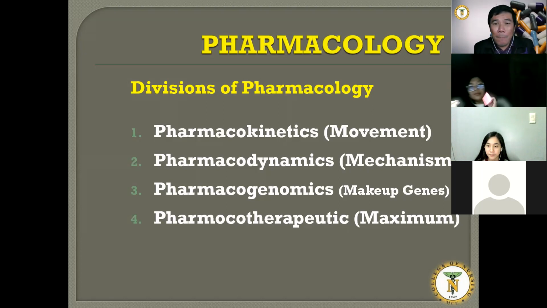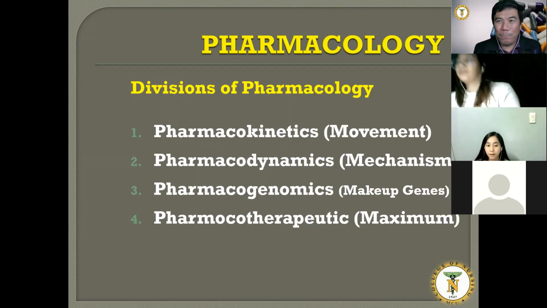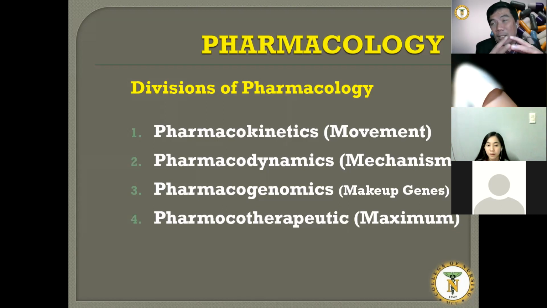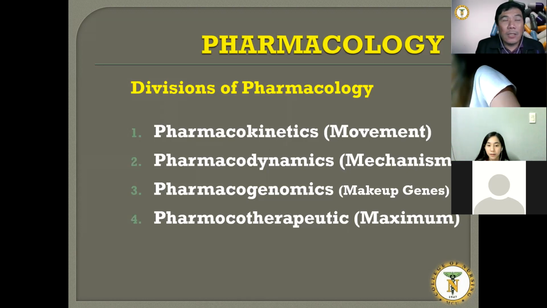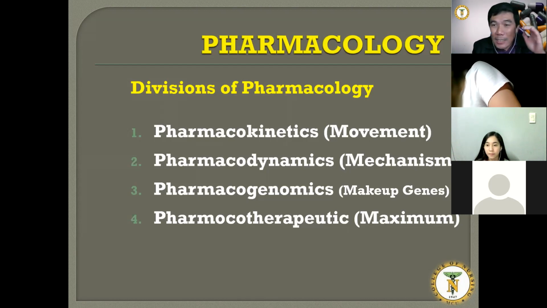Fourth, we have the pharmacotherapeutic. When we talk about pharmacotherapeutic, this is the level wherein the term used is maximum. If we say pharmacokinetics, the drug is still taking action sa body. Pharmacodynamics, the drug is leading to its indicated organ. When the drug already reaches its indicated organ system, the drug is already reaching its maximum effect.